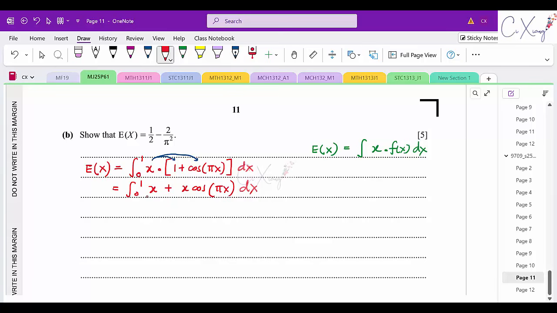Try to have a look at the x here. It is no problem for us to integrate it, but there's a big problem for us to integrate this one, because you're having x multiplied with cos pi x. It is a product of two different functions, and when you want to apply integration on it, basically you have to apply integration by parts. So what is integration by parts?